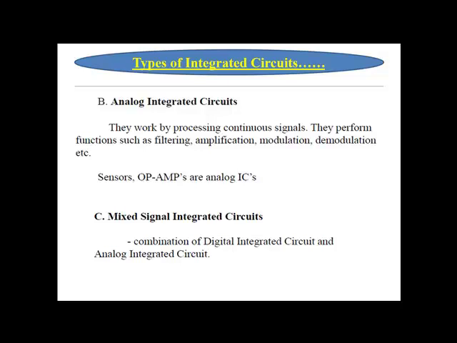For example, sensors and op-amps are analog ICs. They perform certain types of tasks related to continuous signals. Now coming to the mixed signal integrated circuit, that combines the functionality of the digital integrated circuit and analog integrated circuit. This is another type of integrated circuit that combines the functionality of the digital and analog types.